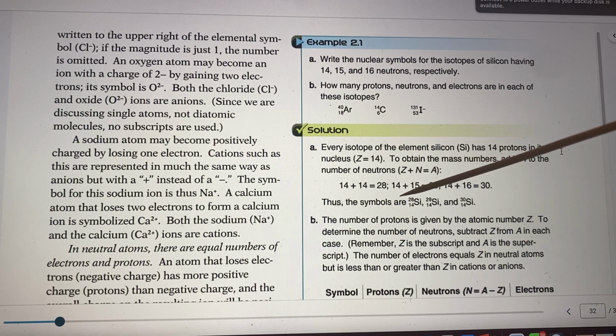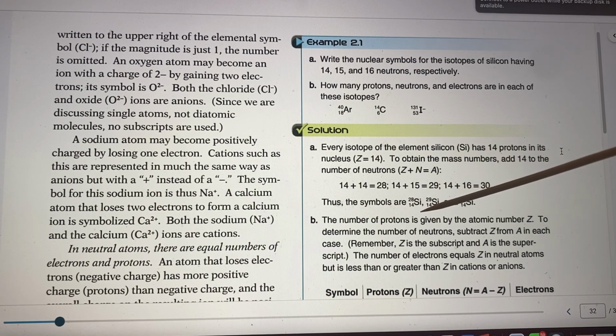Basically, we know silicon has 14 plus 15 equals 29, and then 14 plus 16 equals 30. So that's the symbols, and this is the symbol for silicon. You can get this on your periodic table, in the back of the book, and it's Si. We put the mass number on the top, which is 28, and then the Z number, the atomic number, the number of protons, is 14. So silicon 29 over 14, and silicon 30 over 14.